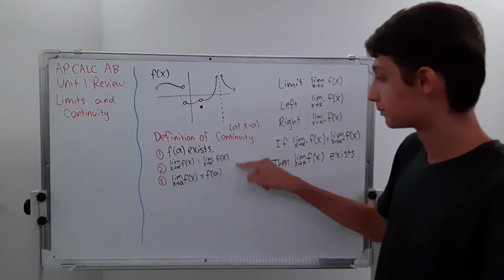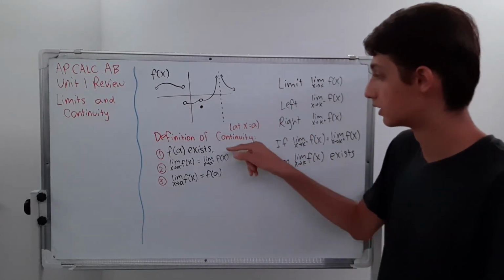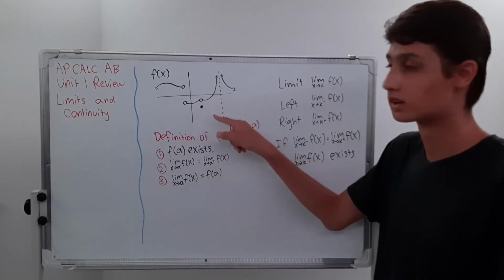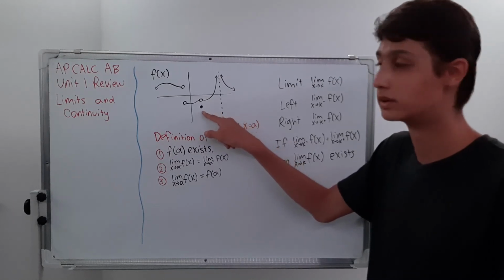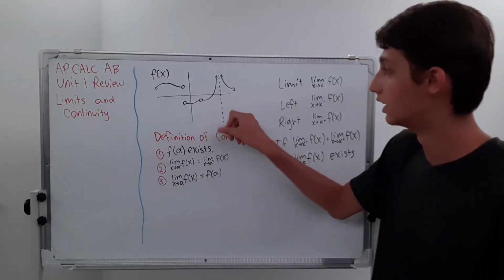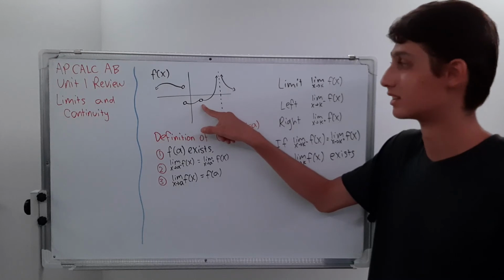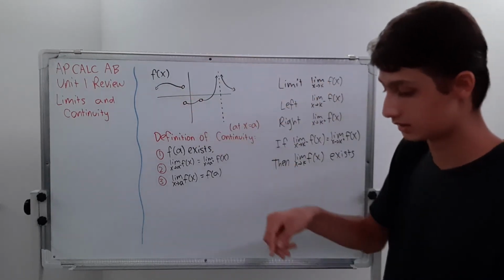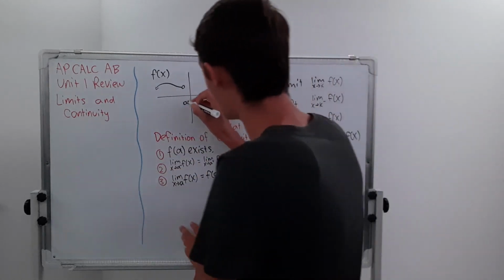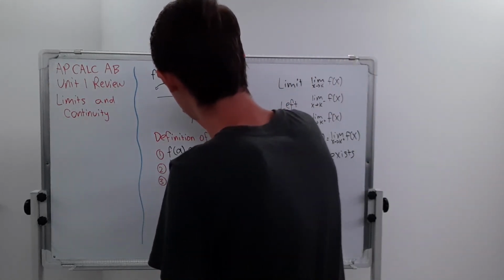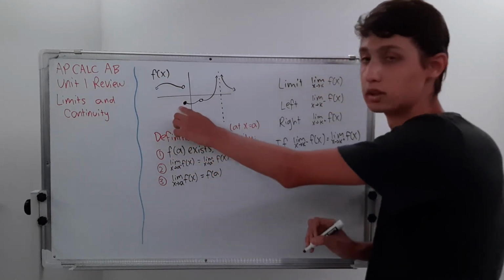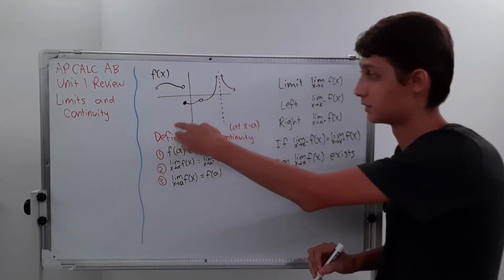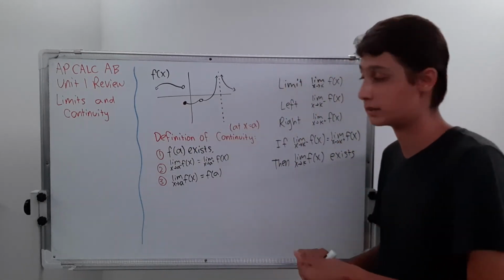Each of these eliminates different kinds of things. When we have f of a exists, this eliminates some removable discontinuities, not this one, because we have a point there, but if we didn't have this point here, then that would eliminate that removable discontinuity. This removes this one, because f of a doesn't exist here. I mean, we could make it exist. We just put a point there, we can say that's a closed circle. So now this doesn't eliminate that x value from our continuity.